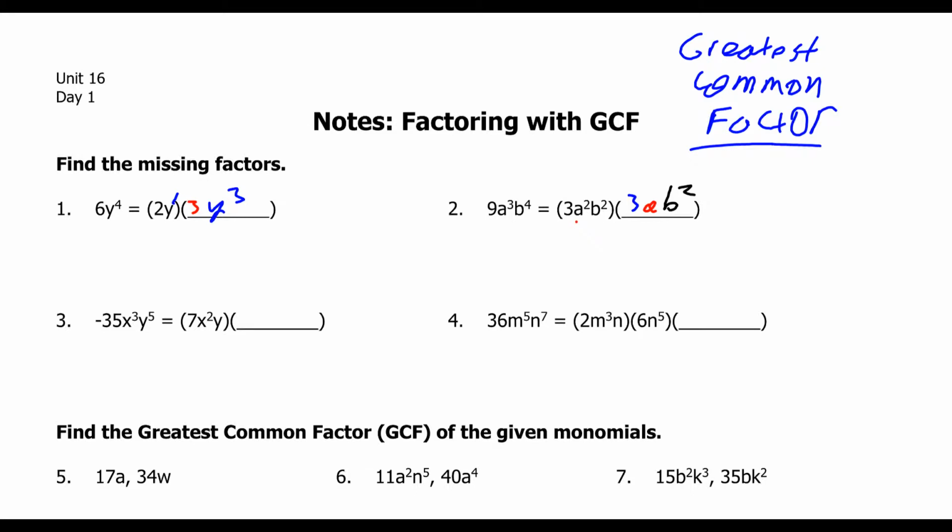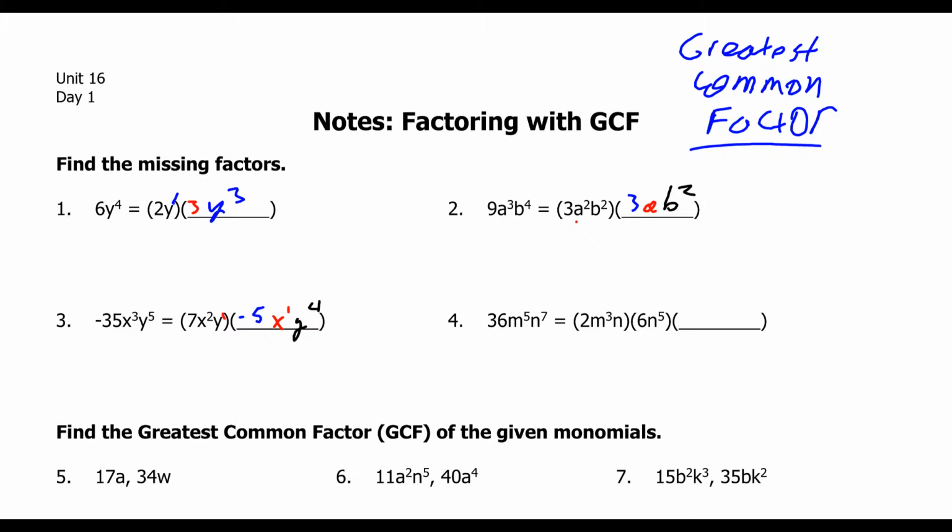Alright? Number 3. 7 times negative 5 will give me negative 35. And x squared times x to the 1 will give me x to the third. Okay? Don't forget, we add the exponents when we multiply stuff together. And then y to the fourth will be y to the fifth when we multiply it by y.